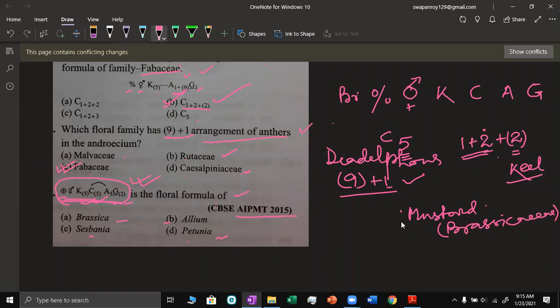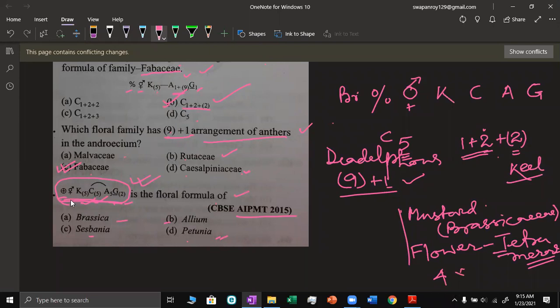Okay, and in these, the flower is tetramerous, right? Tetramerous means the floral parts are 4 or multiples of 4.